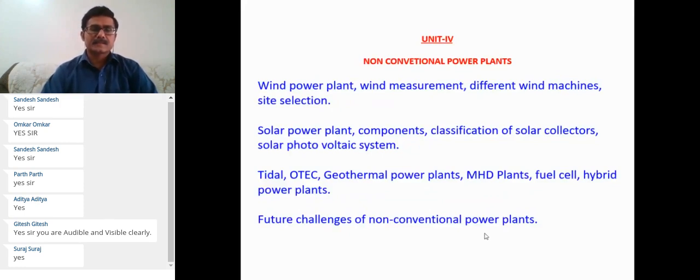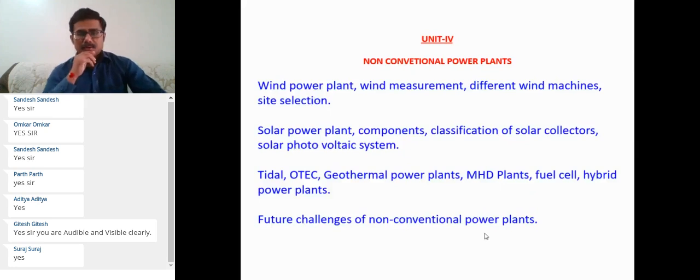The solar photovoltaic system, so that is different than that of the solar collectors. We'll see how the solar photovoltaic system actually works, which is used in generation of electrical energy, electrical power.